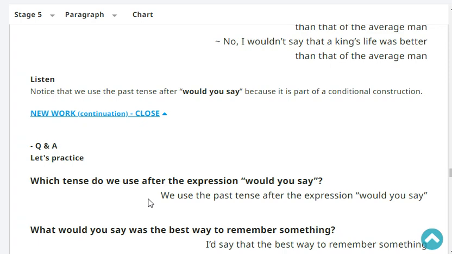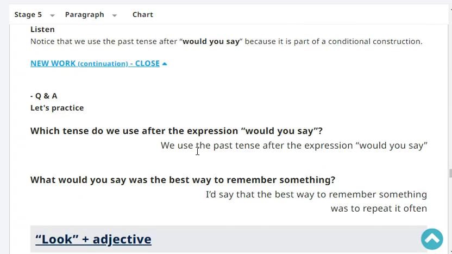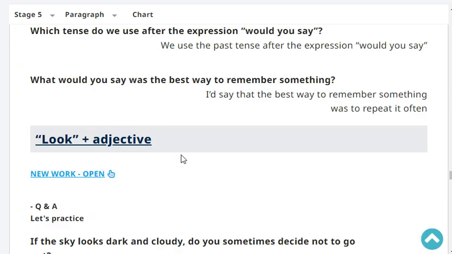Let's practice. Which tense do we use after the expression would you say? We use the past tense after the expression would you say. What would you say was the best way to remember something? I say that the best way to remember something was to repeat it often. Very good.